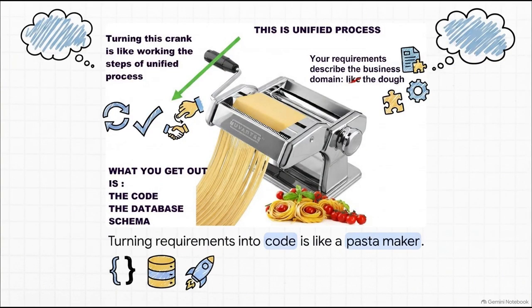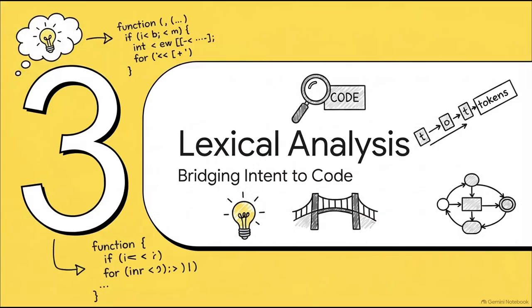And this brilliantly illustrates the whole concept. Think of the unified process like a giant pasta maker. Your requirements, representing the complex business domain, are the raw dough that you feed into the machine. Turning the crank, that represents working through the steps of the unified process we just talked about. And what comes out the other side is functional code and a database schema, perfectly shaped and totally ready for deployment. Part 3. Decoding with lexical analysis.